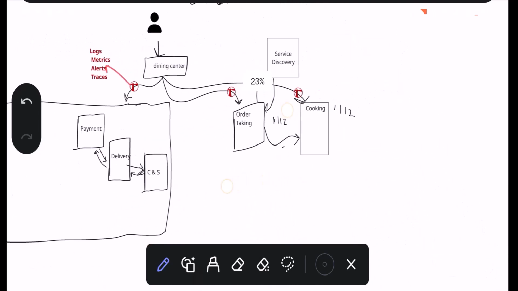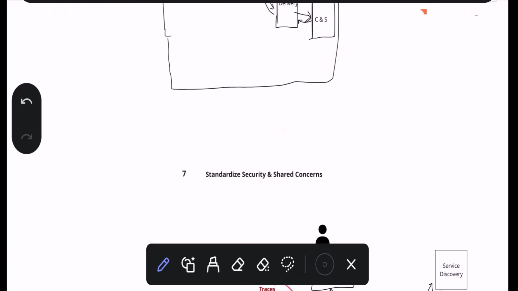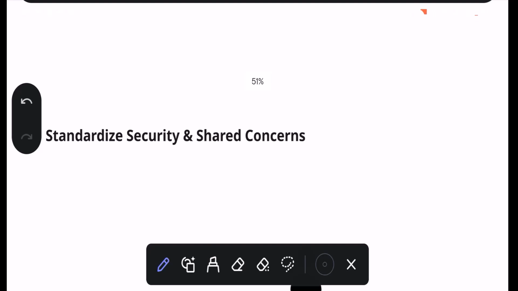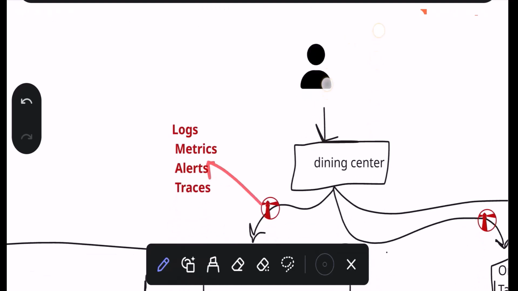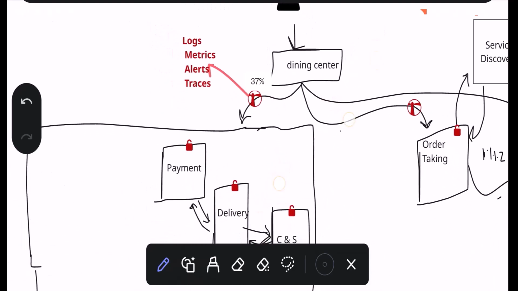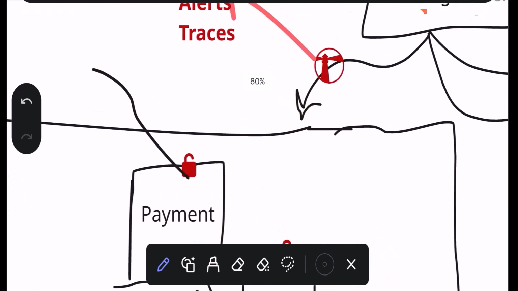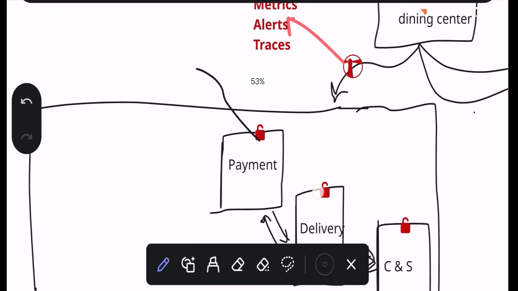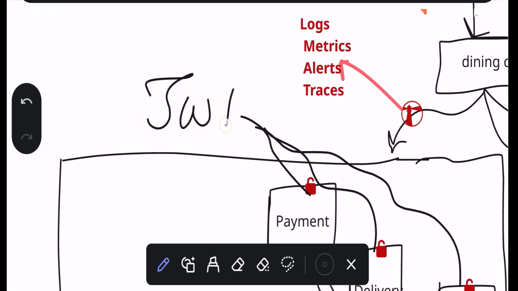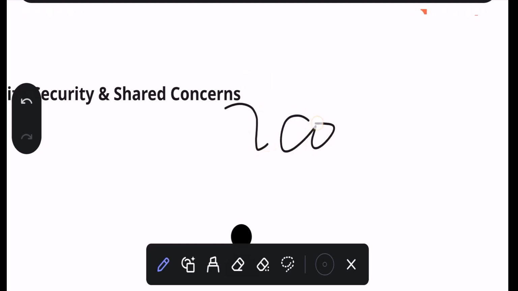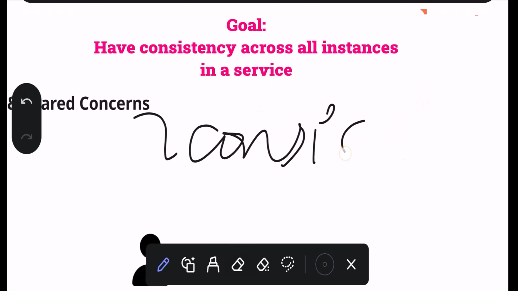Now come towards the seventh step of migrating, which is standardized security and shared concerns. See, in an Amazon e-commerce application, all the services like payment service and delivery service should handle authentication with the same mechanism, like JWT or OAuth. Why? What is the goal? The goal is to have consistency across all services.